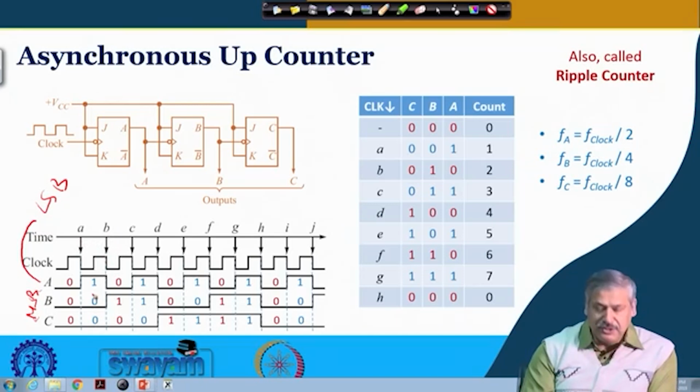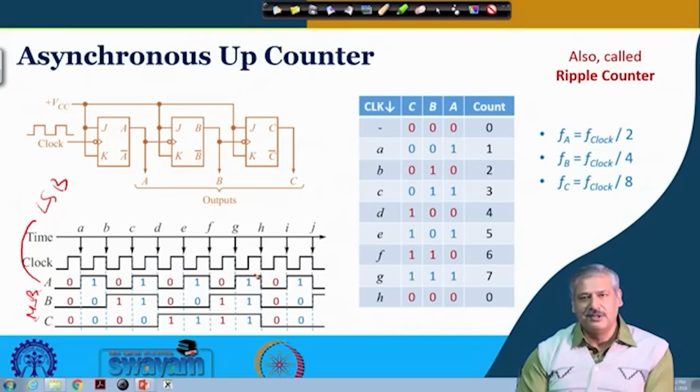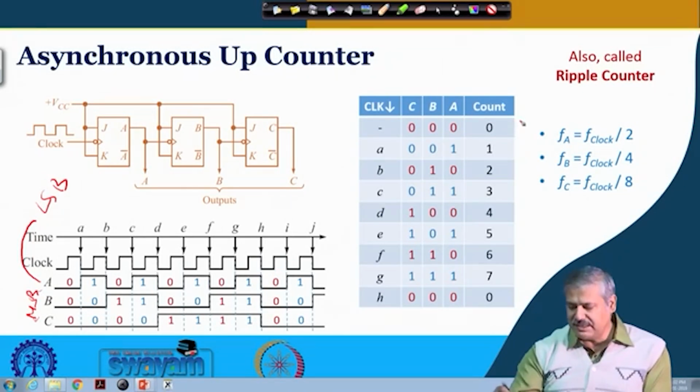From A to B it is 0 0 1, B to C it is 0 1 0, C to D it is 0 1 1. So these are the clock cycles: 0 1 1, 1 0 0, 1 0 1, 1 1 0, 1 1 1. What is it in binary? 0 to 7 you have come, then again it is 0 0 0. So you have got these states; if you put it in tabular form, 0 1 2 3 4 5 6 7 and again it is coming to 0.